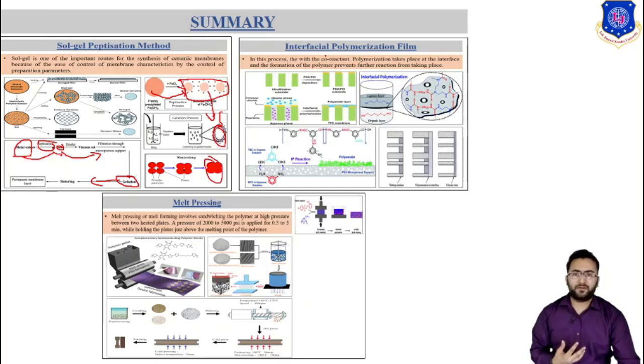Then we talked about the interfacial polymerization process, in which one aqueous solution and one organic solvent are used. At the interface of both solvents, we get the porous membrane. Then we talked about melt pressing, where two hot plates are used near the melting point of the membrane and pressed for 0.5 to 5 minutes, applying a pressure of 2000 to 5000 psi according to the thickness of the membrane. So this is all about the membrane synthesis process.